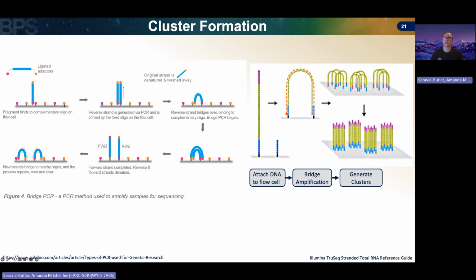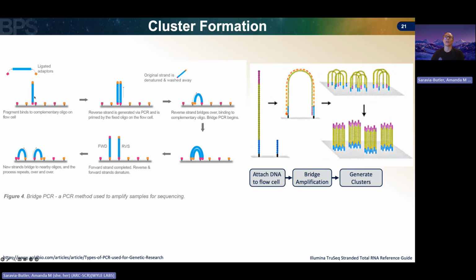And this complementary P5 and P7 region is actually covalently bonded onto the flow cell, so very tightly bonded. And so what you're first going to do is, when you introduce your libraries to the flow cell, these libraries are going to hybridize at their P5 or P7 regions to its complement on the flow cell, as you see here, right?